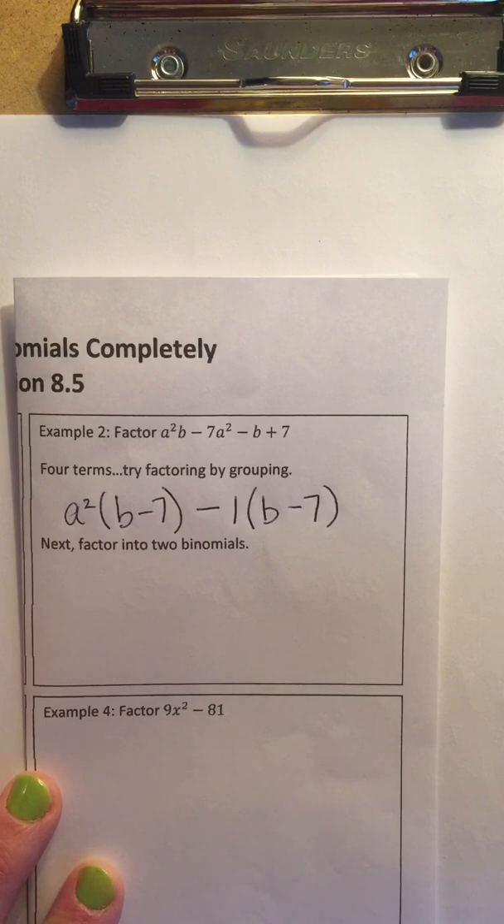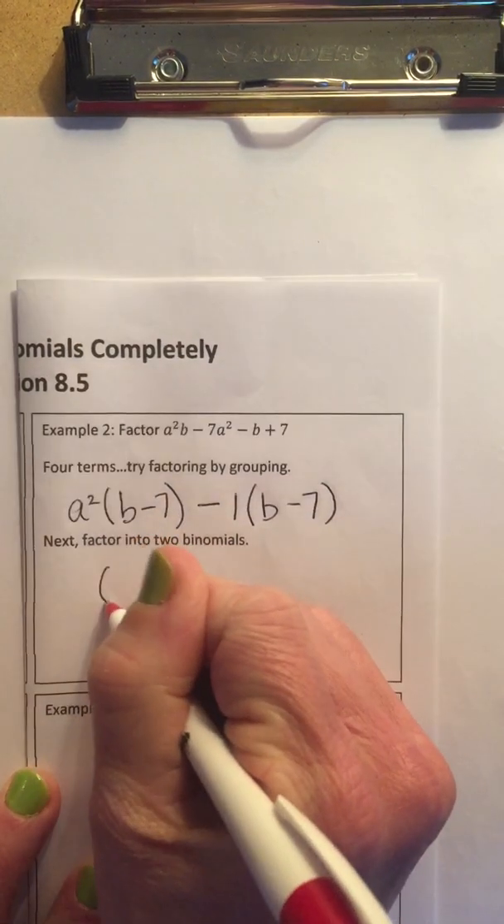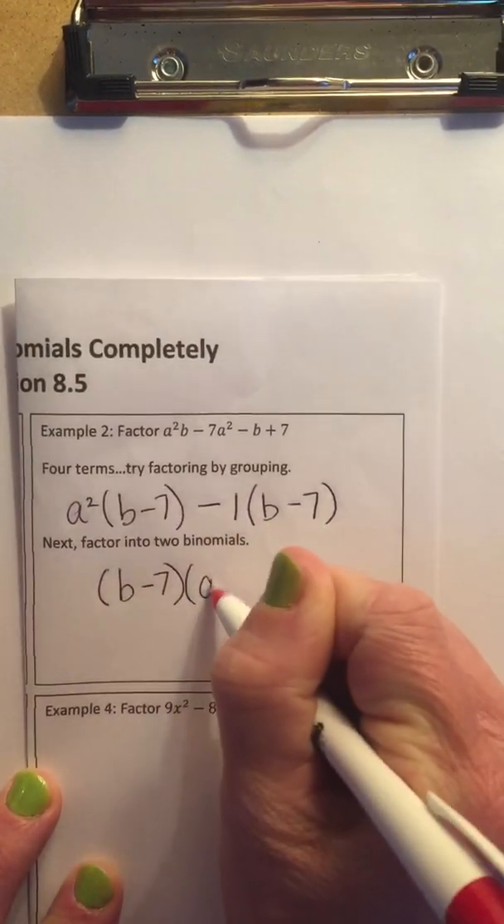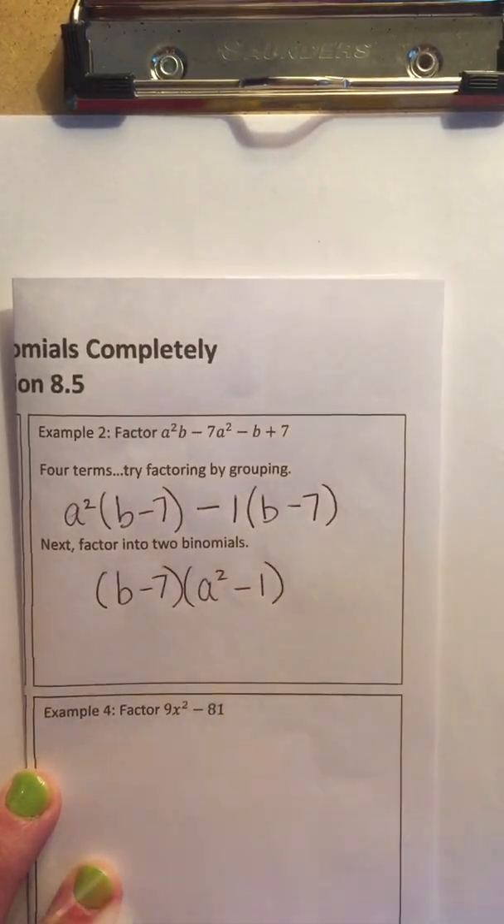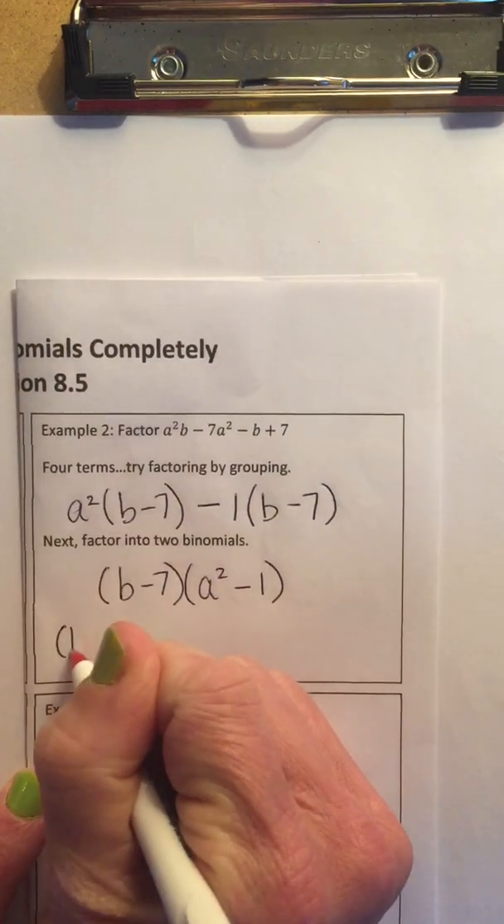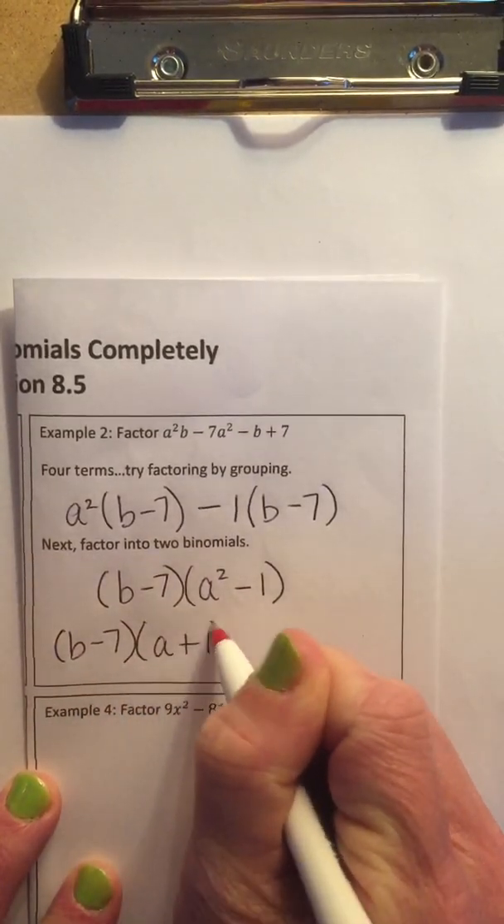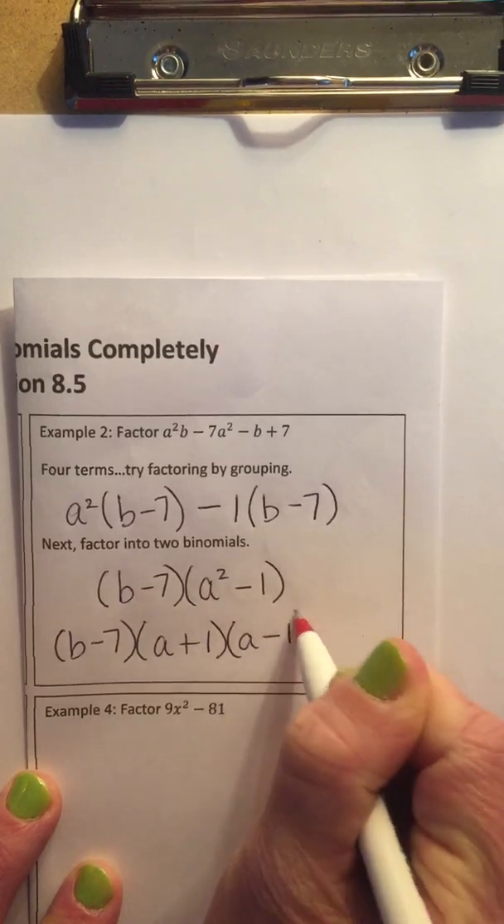Now both of those terms have a factor of b minus 7. So our two binomials are b minus 7 times a squared minus 1. That a squared minus 1 can be factored into two binomials. Keep that b minus 7. It's going to factor into a plus 1 times a minus 1.